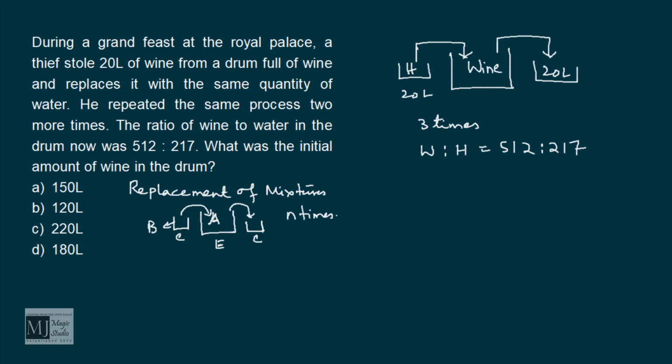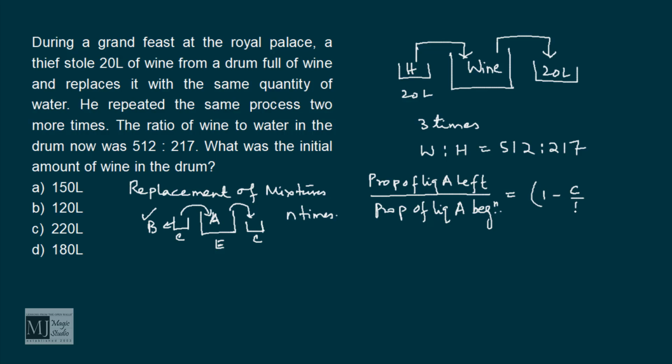What will happen eventually? Eventually the proportion of liquid A will start decreasing, isn't it? And the proportion of liquid B will increase. So for that we have a small formula which we can use here. And what's that? Proportion of liquid A left by proportion of liquid A in the beginning equals (1 minus C by E) to the power n. The liquid which is being replaced will never form part of this given formula.